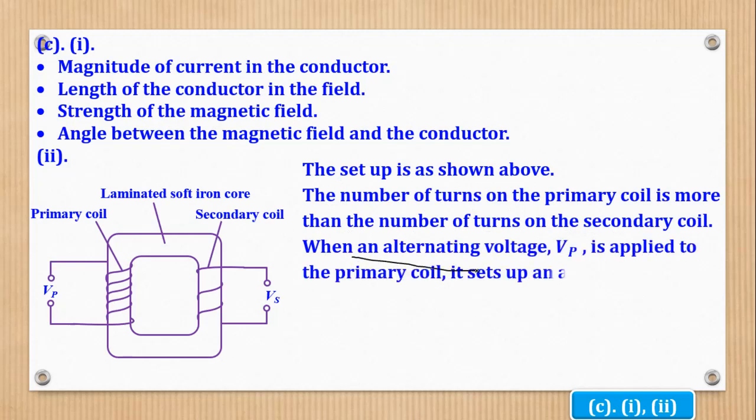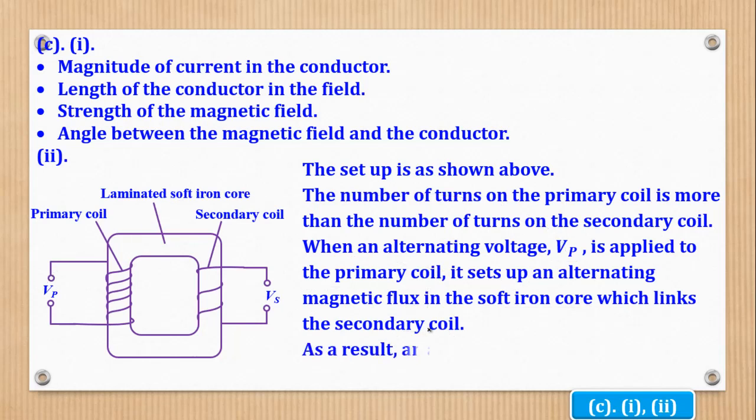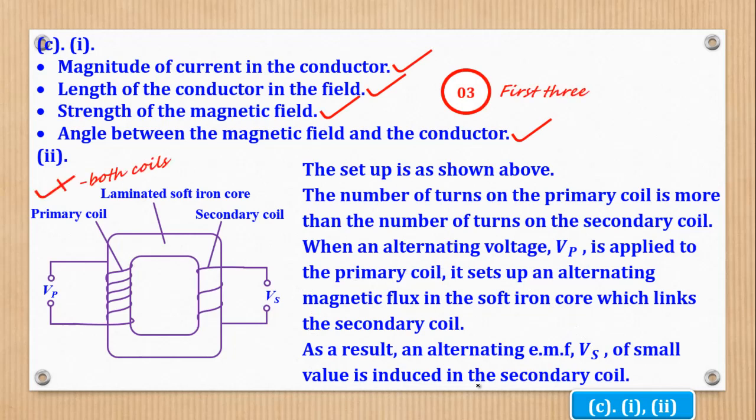So when an alternating voltage Vp is applied to the primary coil, it sets up an alternating magnetic flux in the soft iron core which links the secondary coil. And as a result, an alternating EMF Vs of small value is induced in the secondary coil. That's what they wanted.